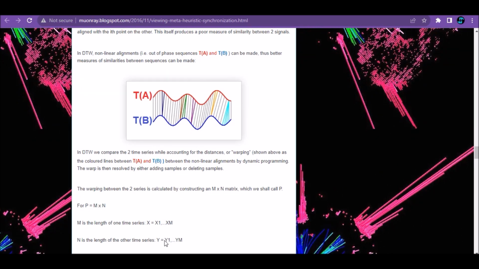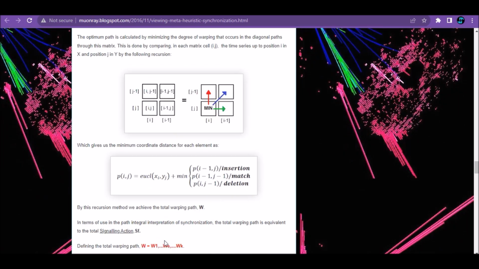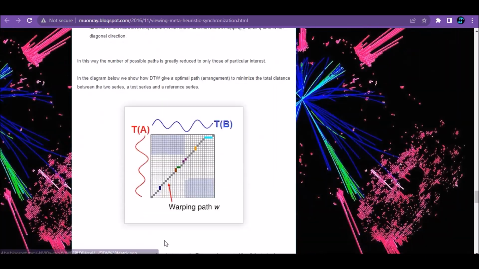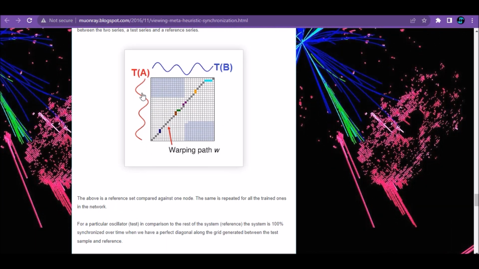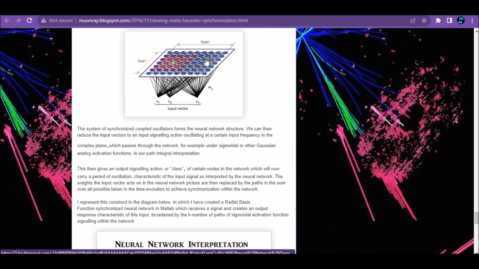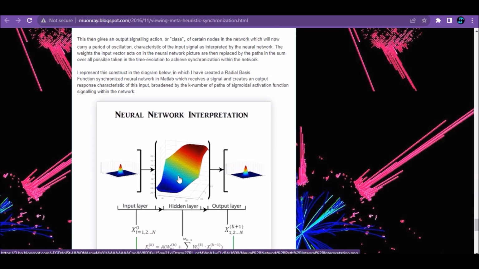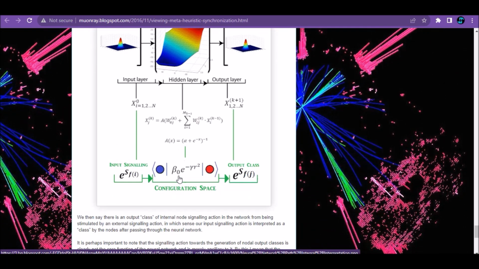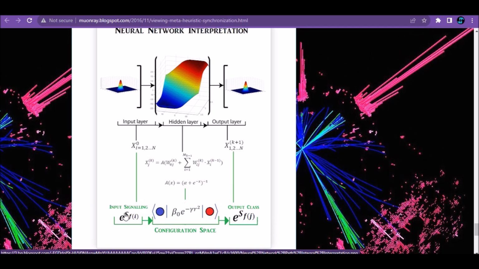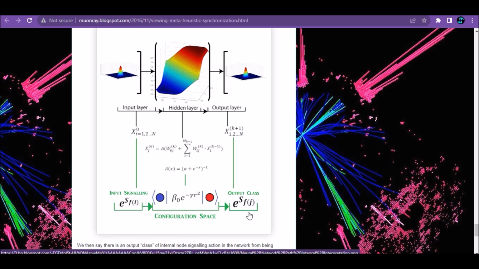And one can actually plot, using dynamic time warping, the degree of synchronization between, say, two nodes or two quantum cavities, and this leads to a nice neural network interpretation of the system as a whole, with an input signal in some configuration space that's synchronized, leading to an output class.